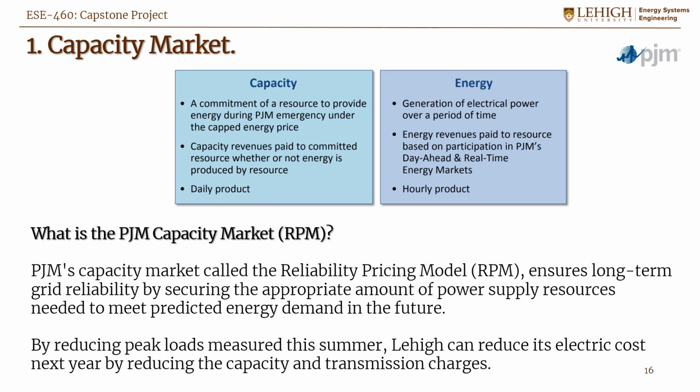PJM's capacity market is called the reliability pricing model, and it aims to ensure grid reliability by securing the appropriate amount of power resources needed to meet the predicted energy demand. Lehigh University can reduce its electric charge in the next years by reducing the peak load measured during the published event, as will be illustrated in the next slide.